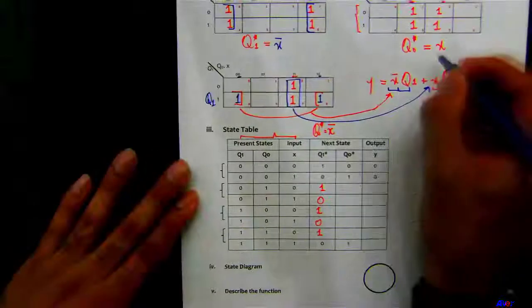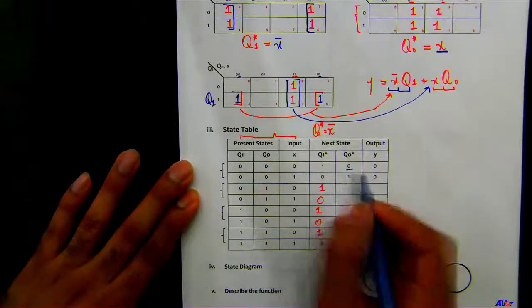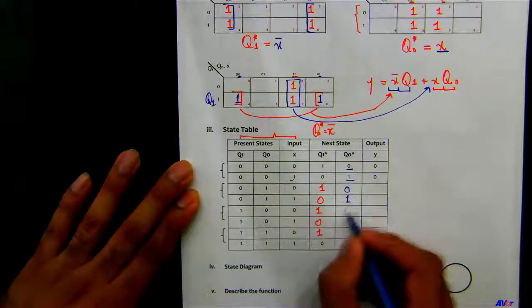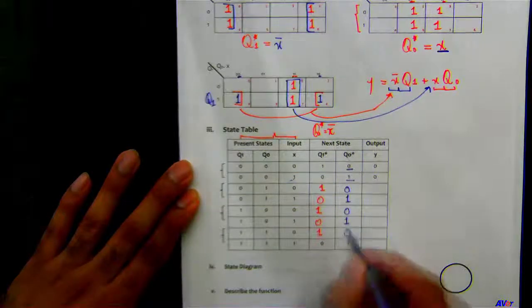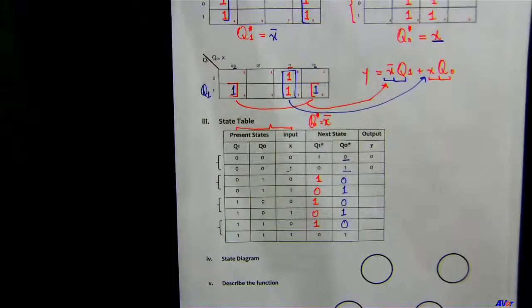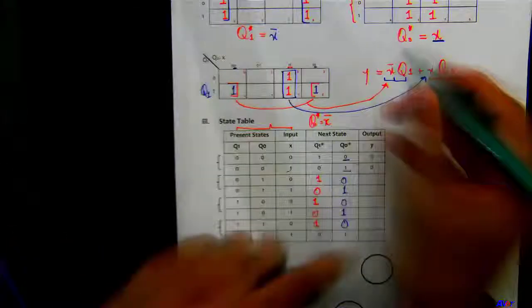Let's finish our state tables real quick. Q naught was X, simple X, right? So if X is 0, Q naught is going to be 0. This is 1, this is 1. Just follow along. 0, 1, 0, 1, 0, 1. What about Y? This is your Y.